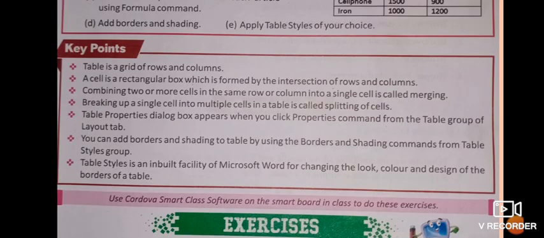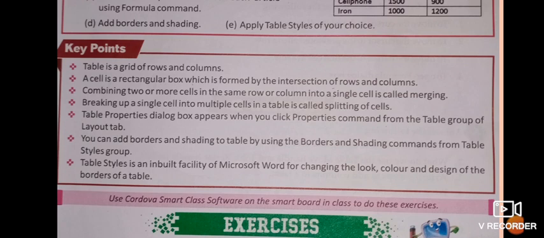Now we can just go to the key points of this chapter. What is a table? A table is a grid of rows and columns. A cell is a rectangular box which is formed by the intersection of rows and columns. Combining two or more cells in the same row or column into a single cell is called merging. Breaking up a single cell into multiple cells in a table is called splitting of cells.